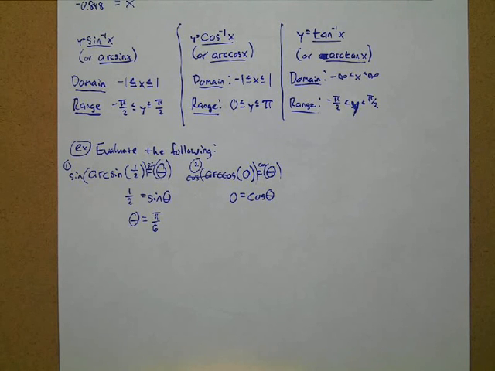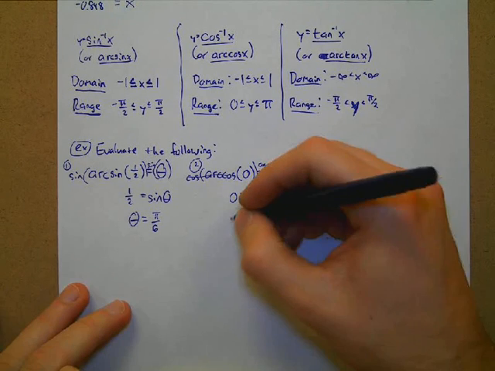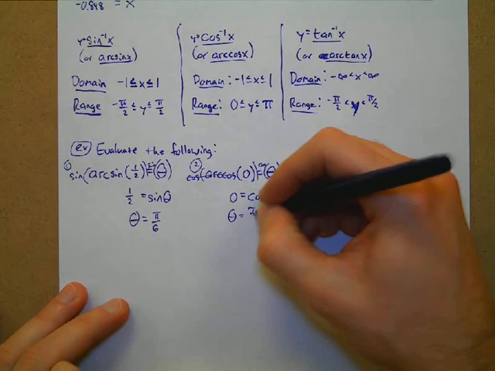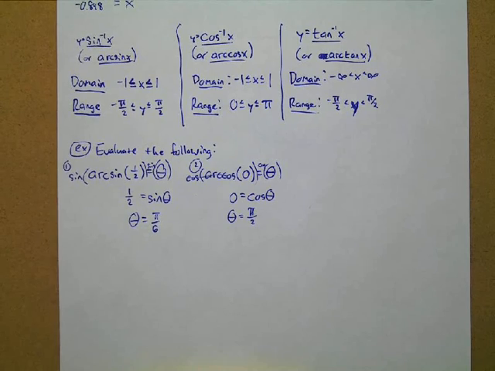Pi over 2. So theta is pi over 2. If I take cosine of pi over 2, I get 0. And sure enough, if I do second cosine of 0, I get 1.570796327, which is pi divided by 2. Same thing here.